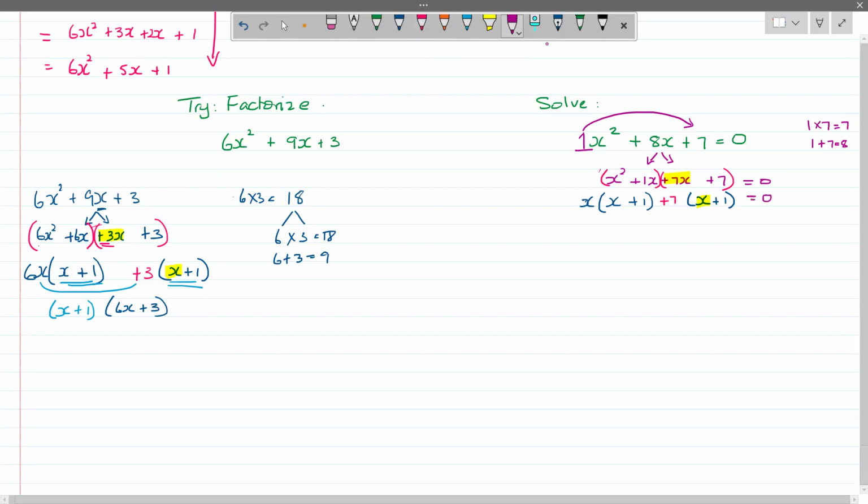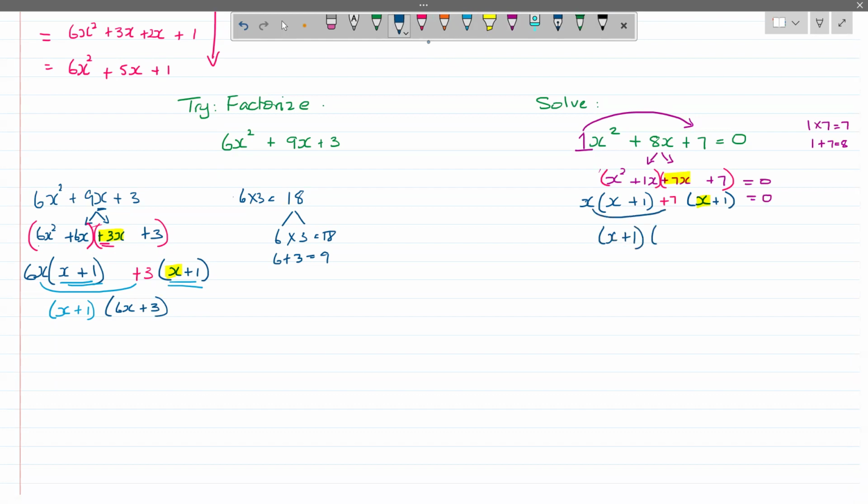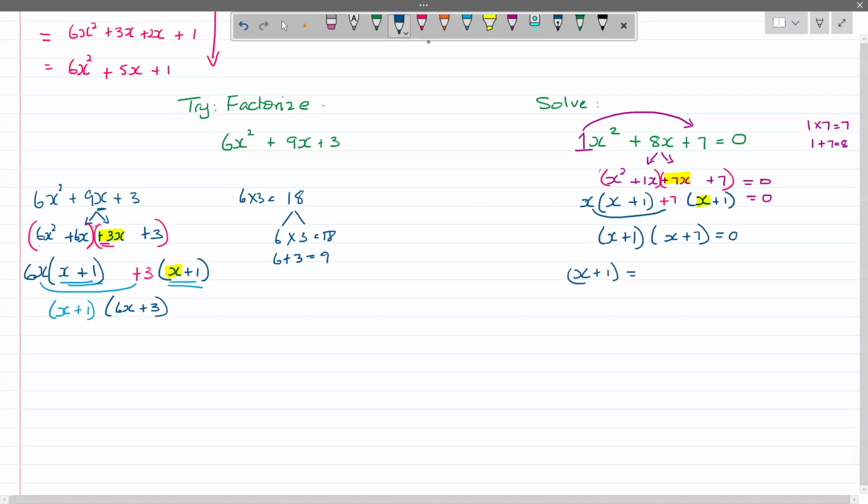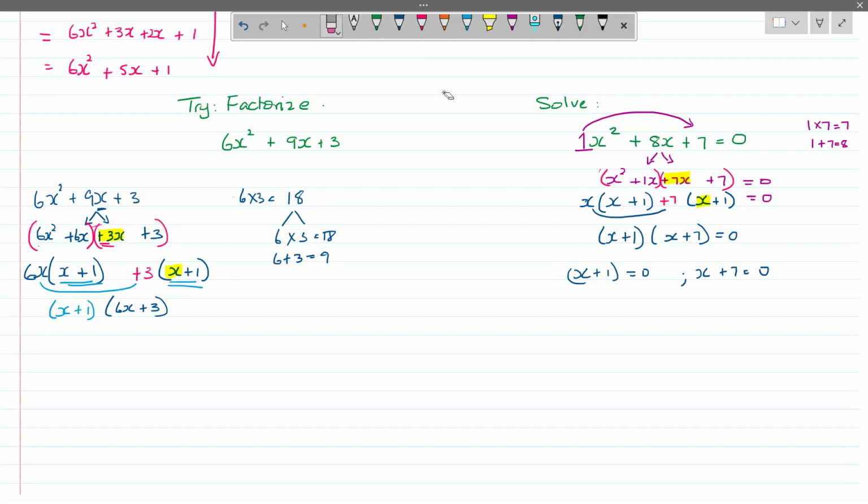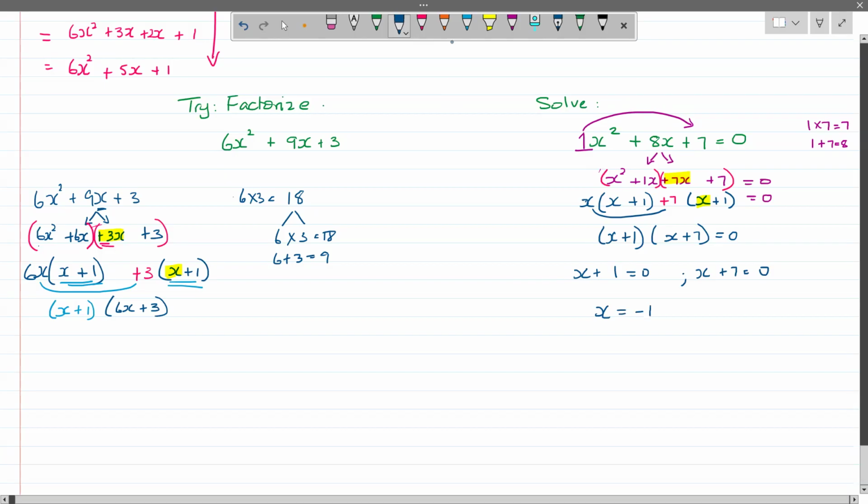Let us put back the equals 0. You're going to get x plus 1, write it once, and then x plus 7 within our bracket. Now, we're not done here because we're solving. We need to get x is equal to something. So we get x plus 1 is equal to 0 and x plus 7 is equal to 0. You can separate them with a semicolon. And at this point, I don't need the brackets anymore, right? So removing the brackets, this will give me x equals minus 1 and this will give me x equals minus 7. Everybody got that? So that is solving and factorizing quadratics.